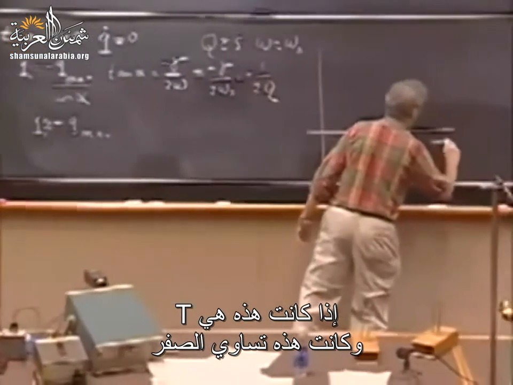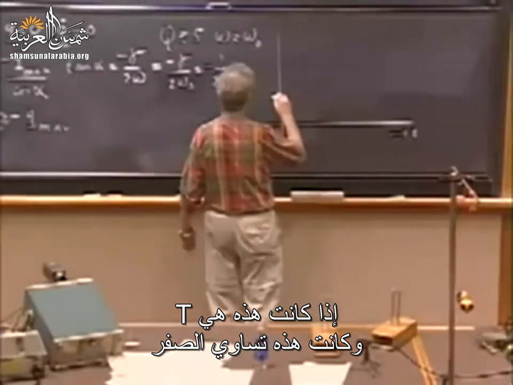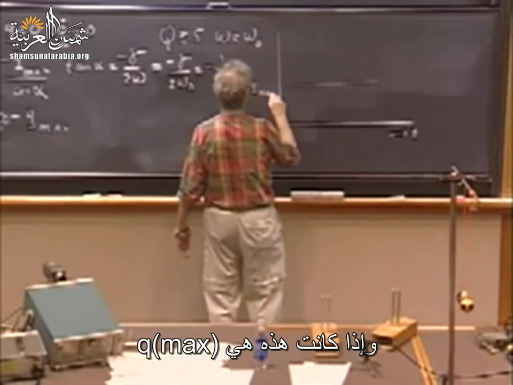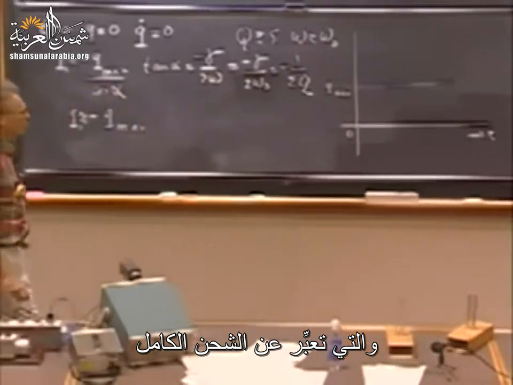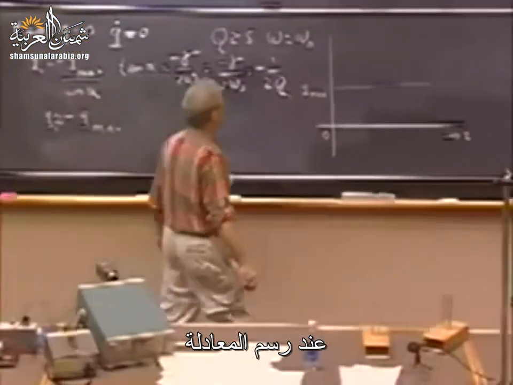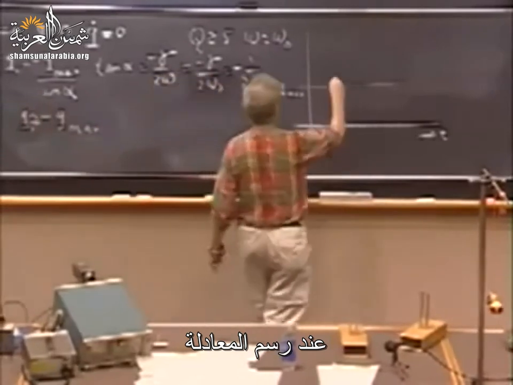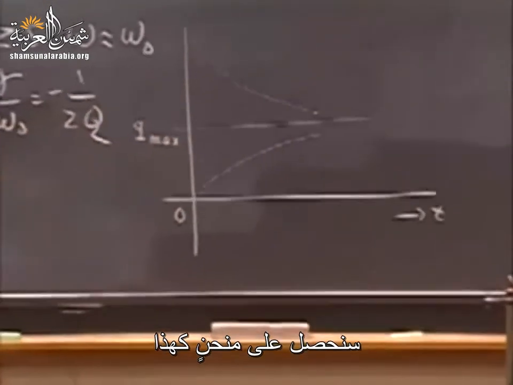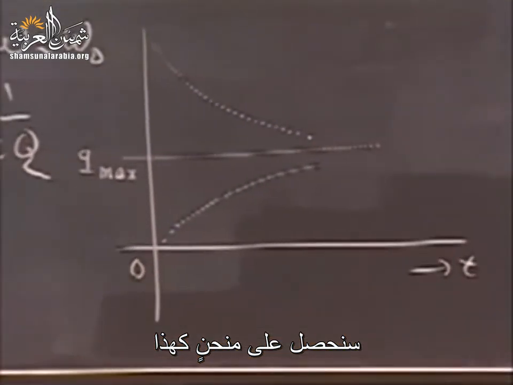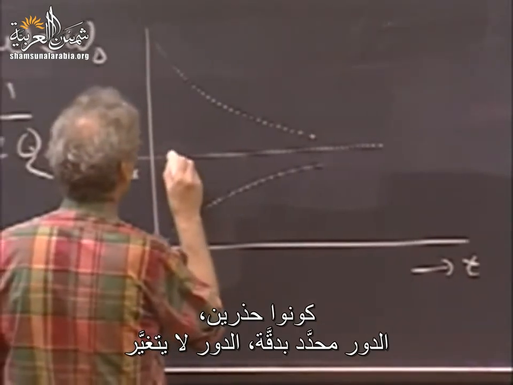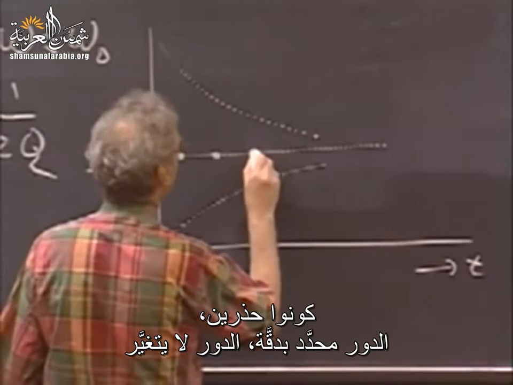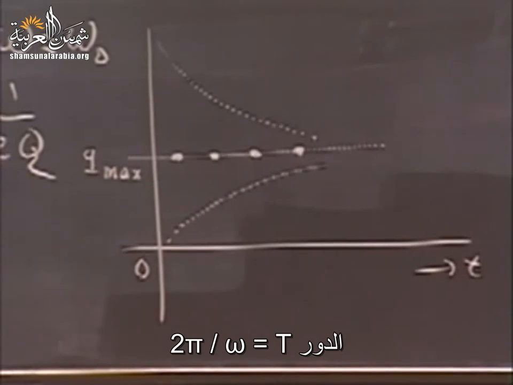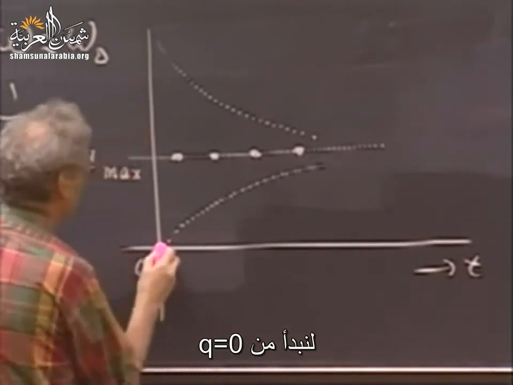So, if this is t, if this is 0, and if this is Q max, which is where ultimately the charge will be if you wait long enough, then to plot now this equation will then give me a curve like this. Be very careful, the period is uniquely determined. The period does not change. That's determined by that omega. 2 pi divided by this omega is the period. And so you're going to get, you start with Q0.